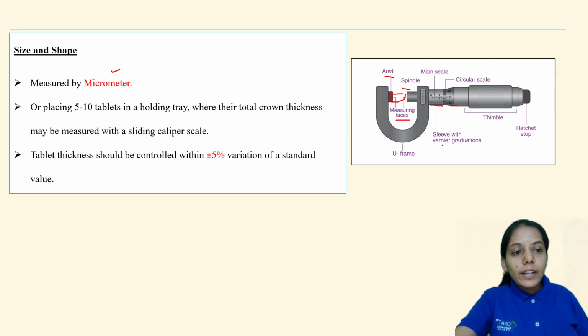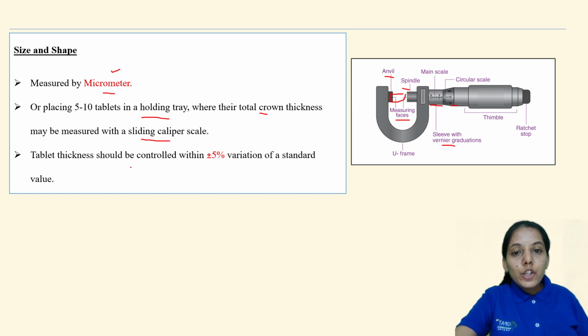So from here you will identify, this is a vernier graduation. So apart from micrometer, vernier caliper scale can also be used. This is a thimble, this is a U frame. So see, it is measured by a micrometer, or by placing patent tablets in a holding tray where their total crown thickness may be measured with a sliding caliper scale.